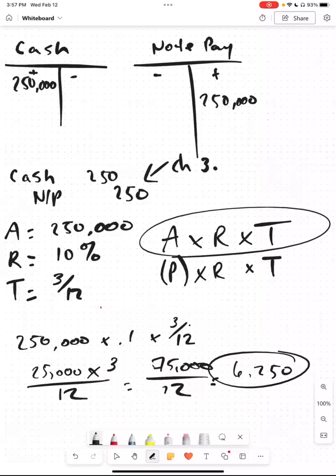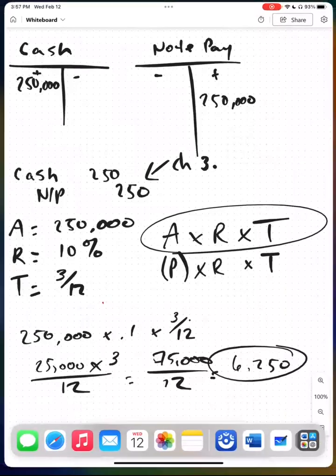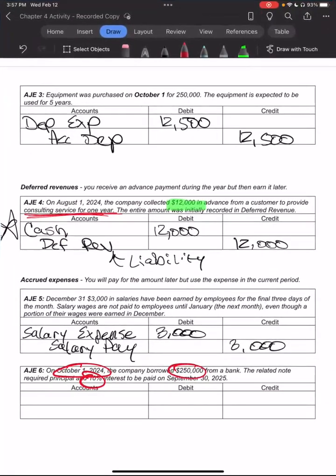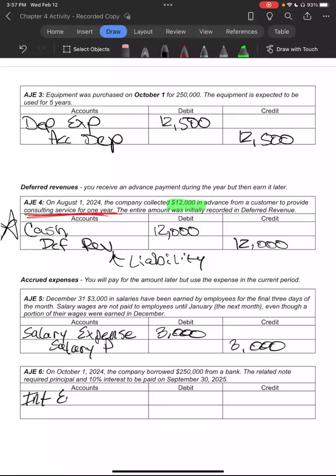This is what we're going to call interest payable because we have not paid it yet. However, remember that we have used that money to help us generate revenue, which means we have an expense. So we have interest expense and interest payable that we have to account for here, and that's what we will do in this journal entry. Okay, so I'm going to go interest expense. Remember, it's an expense, so we debit to increase, $6,250.